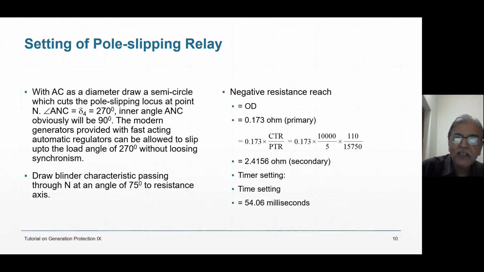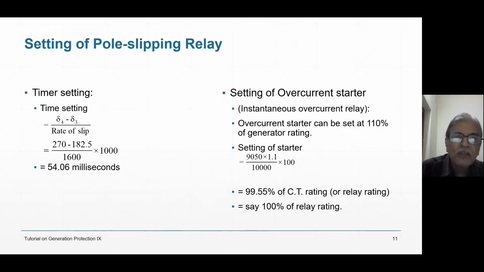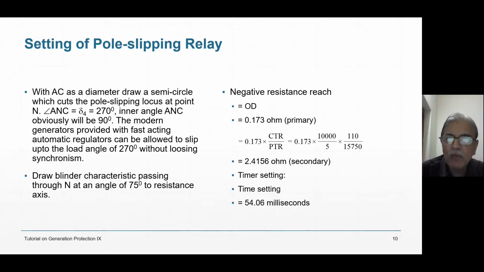So friends, with that I could find out point 173, right? See, OD I could find out, point 173. And it is in primary, so you have to change it into secondary because the relay is in the secondary. So into CTR by PTR, 2.4156 secondary. And what is the timer setting? The timer setting is 54.06 millisecond.